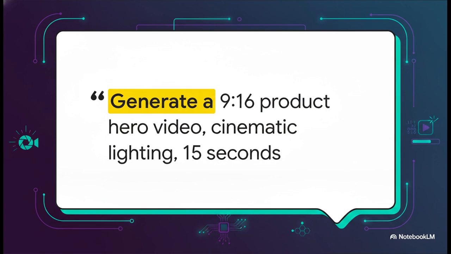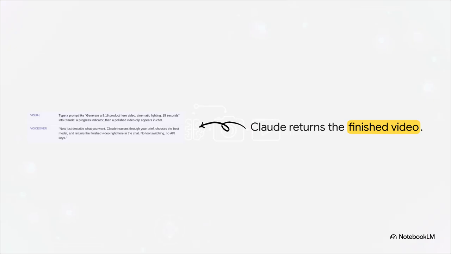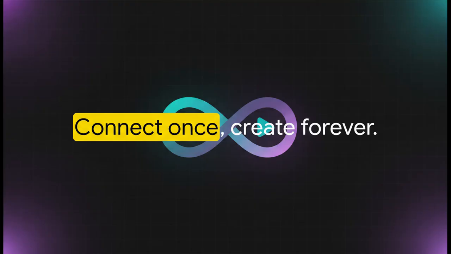Now for the payoff. You can just type a detailed brief directly into your Claude prompt. Something like, generate a 9:16 product hero video, cinematic lighting, 15 seconds. And then, without touching a single API key or switching tools, a little progress indicator pops up. Claude is actively reasoning through your exact brief, selecting the absolute perfect model from its arsenal, and boom, it returns a polished video clip directly in your chat. Connect once, create forever. It really is that straightforward.